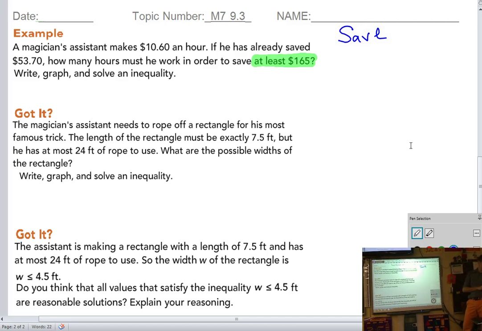What does it mean if we're saving at least? Lily, what inequality symbol would I use to compare save and 165? At least would be like greater than save. No. Greater than or equal to, because if it's at least 165, exactly 165 works.